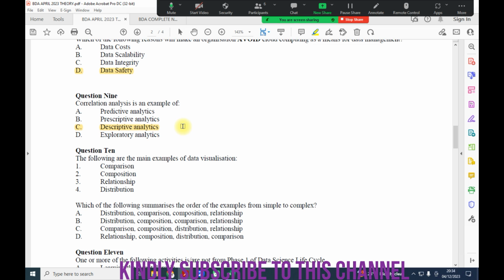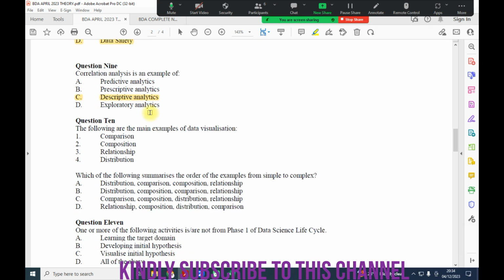But if they ask the question the other way around, they ask about the regression, it will be the predictive, because that one will be used to predict any value in the future.